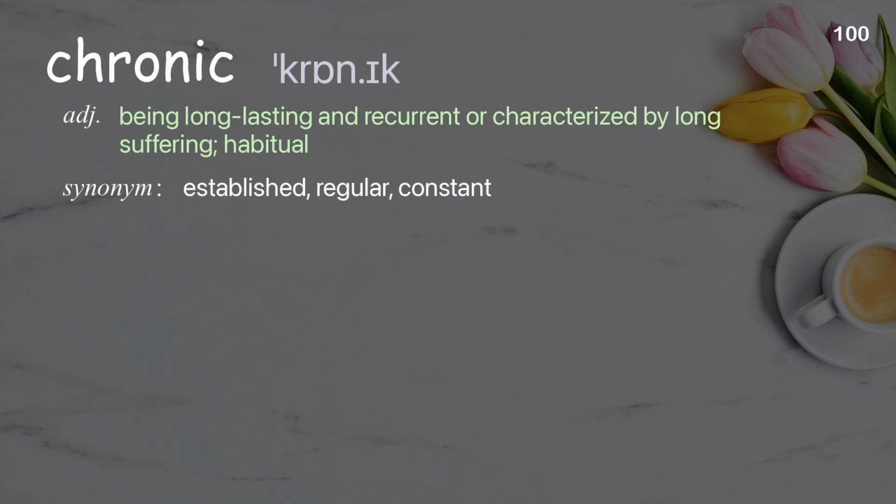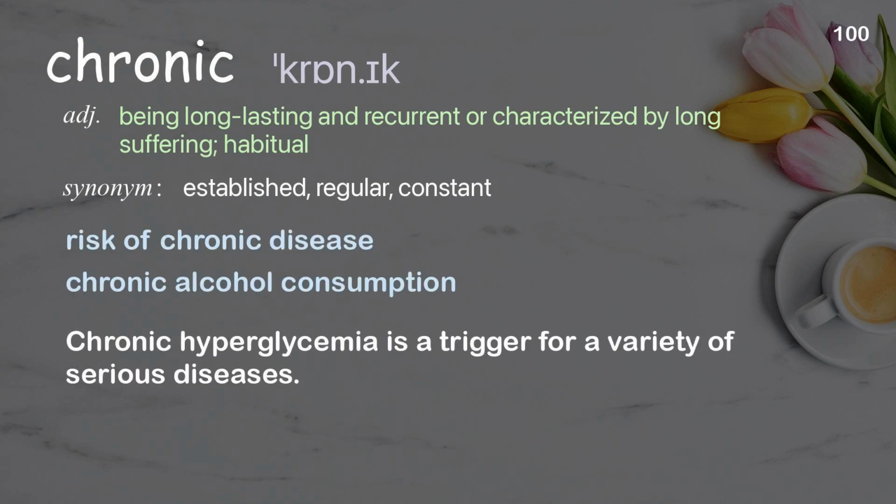Chronic. Being long-lasting and recurrent or characterized by long suffering, habitual. Examples: risk of chronic disease, chronic alcohol consumption. Chronic hyperglycemia is a trigger for a variety of serious diseases.